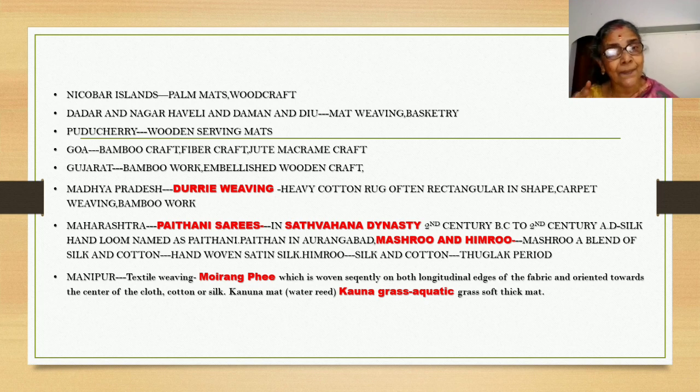This aquatic grass, kauna, grows most often in abundance in water. It likes the water, so that is why it is called an aquatic grass. There also we make a soft, thick mat. We can make different varieties, different colors, different types of things with the kauna.